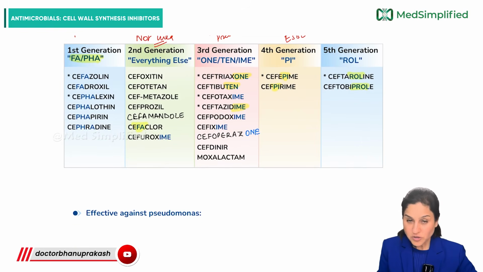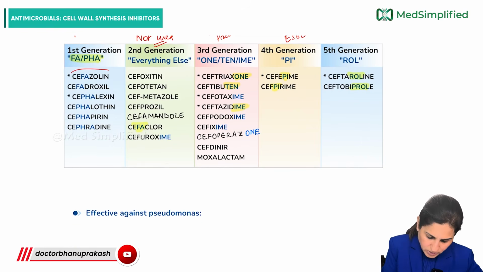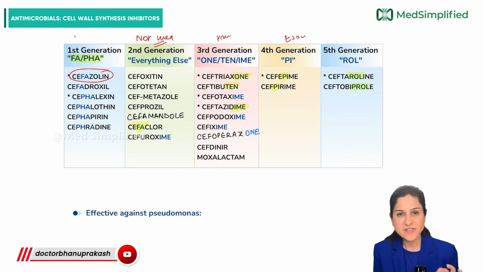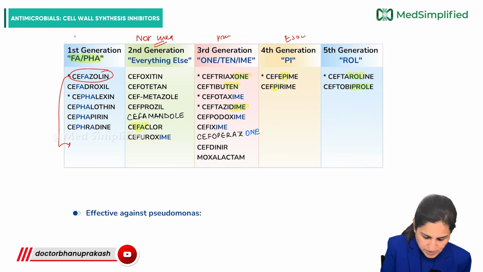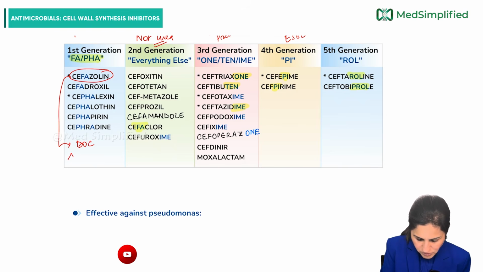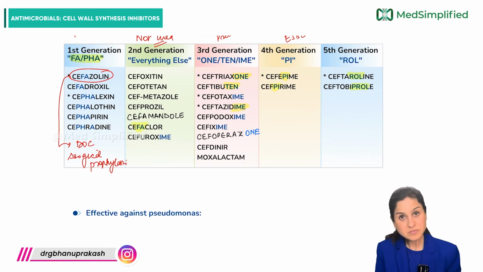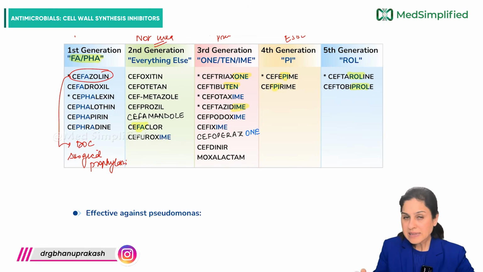Now, out of the first generation, the important drug that you have to know is cefazolin, which is a drug of choice for surgical prophylaxis. Okay. Then third generation, the most important drug groups here.